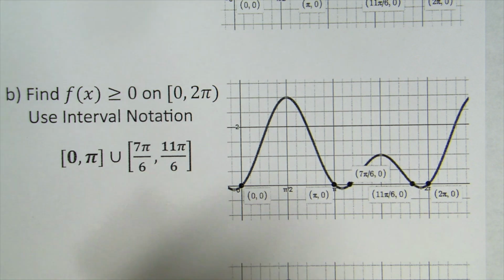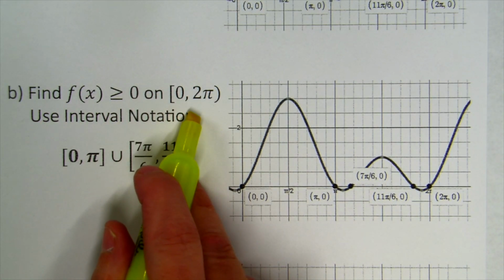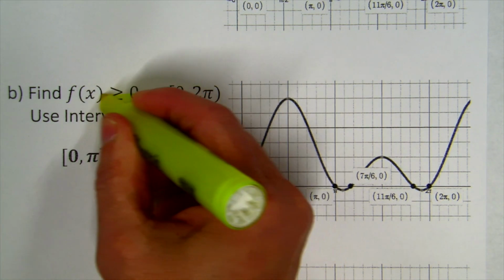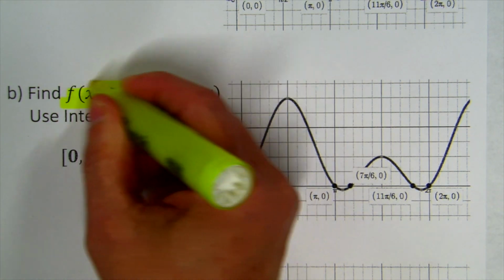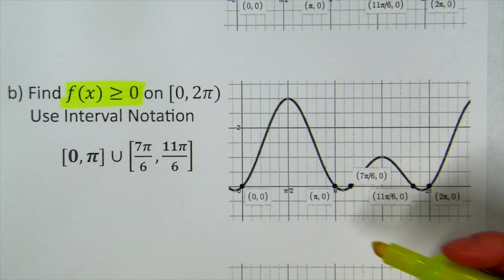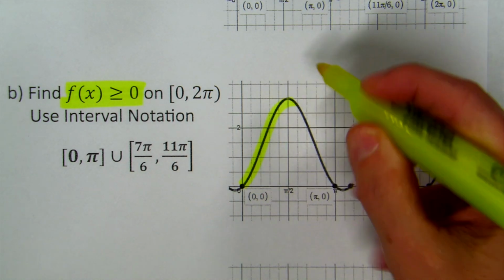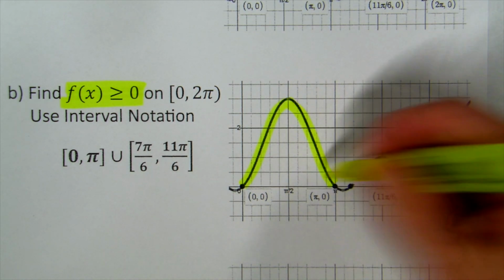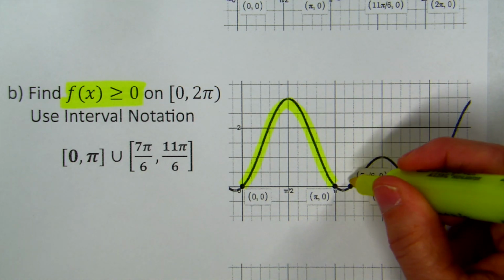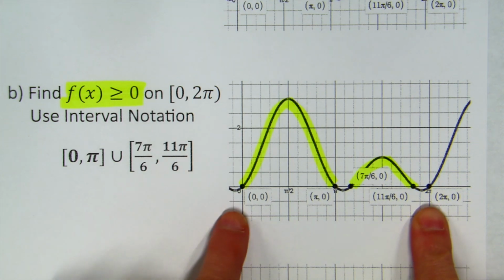Okay, now we want to find where f of x is greater than or equal to 0, again on that half open interval. So I want greater than or equal to 0. So where is the function greater than or equal to 0? In other words, where is it above the x-axis? Well, the graph is above the x-axis right in here, and it's also above the x-axis on this part right here, if I'm just looking at that interval from 0 to 2 pi.